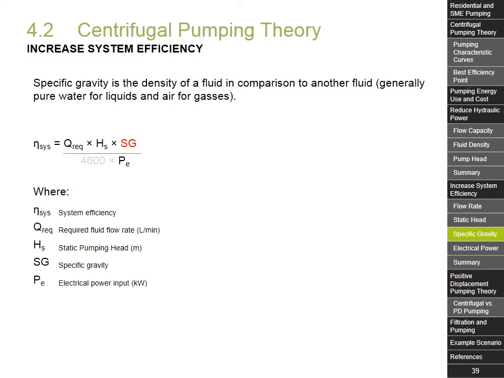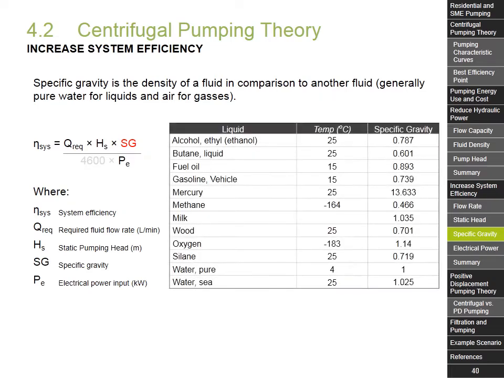Specific gravity is the density of a fluid in comparison to another fluid, generally pure water for liquids and air for gases. This table, modified from engineeringtoolbox.com, shows the specific gravity of some common liquids. Pure water, which is used in many instances where the exact density is not known, has a specific gravity of 1. Generally, the specific gravity of a fluid cannot be affected except where the fluid has been diluted to create a slurry or mixed fluid.